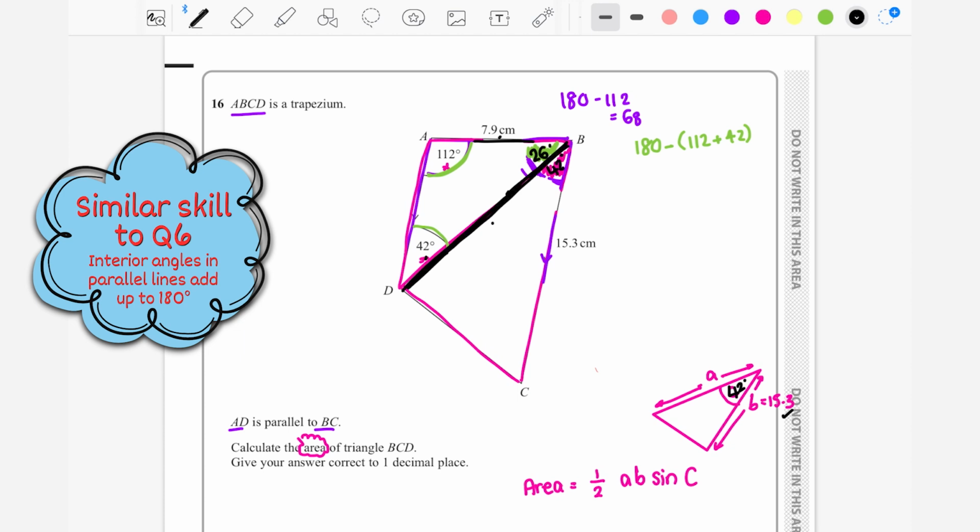Now the sine rule is a over sine A equals b over sine B. And it doesn't really matter which one is a, which one is b, or which is p, q, r. All you need to know is the side over the sine of the opposite angle, and the other side over the sine of the opposite angle.